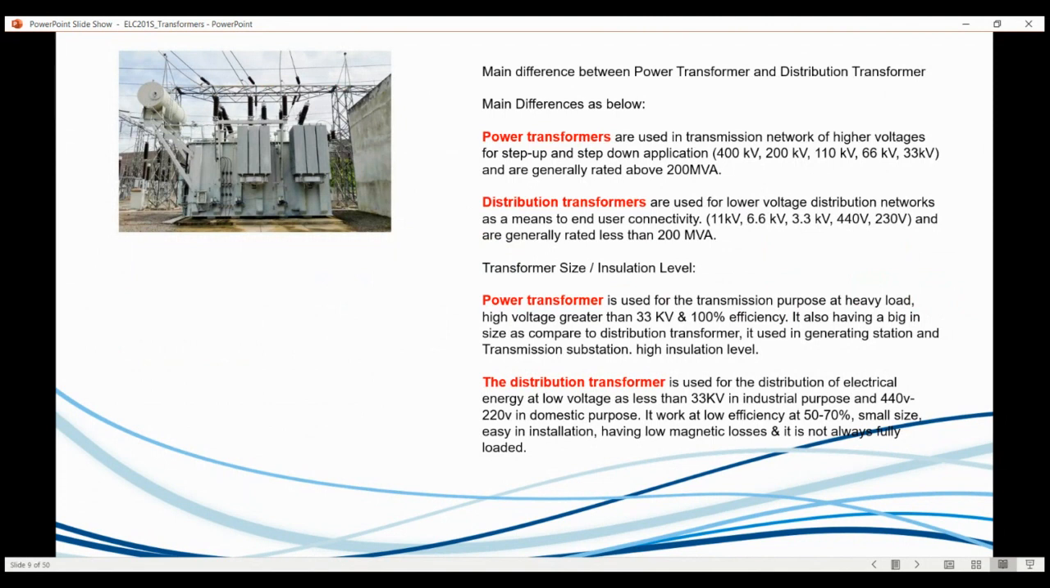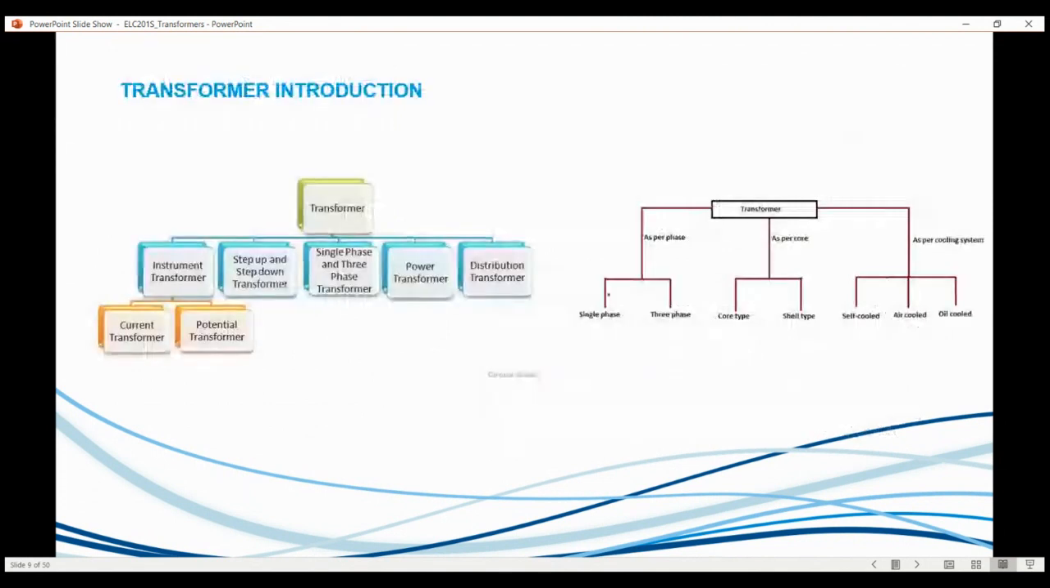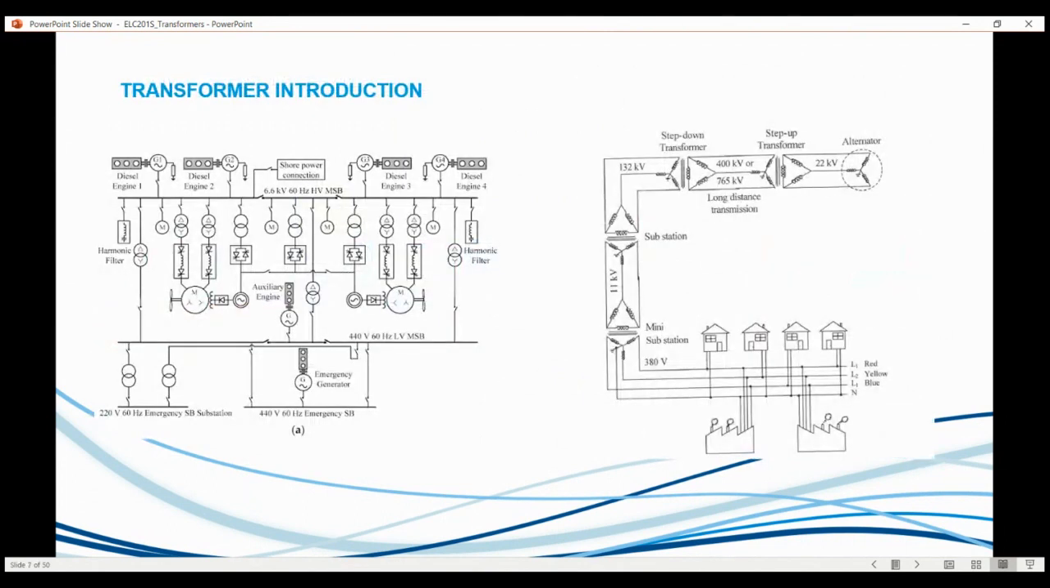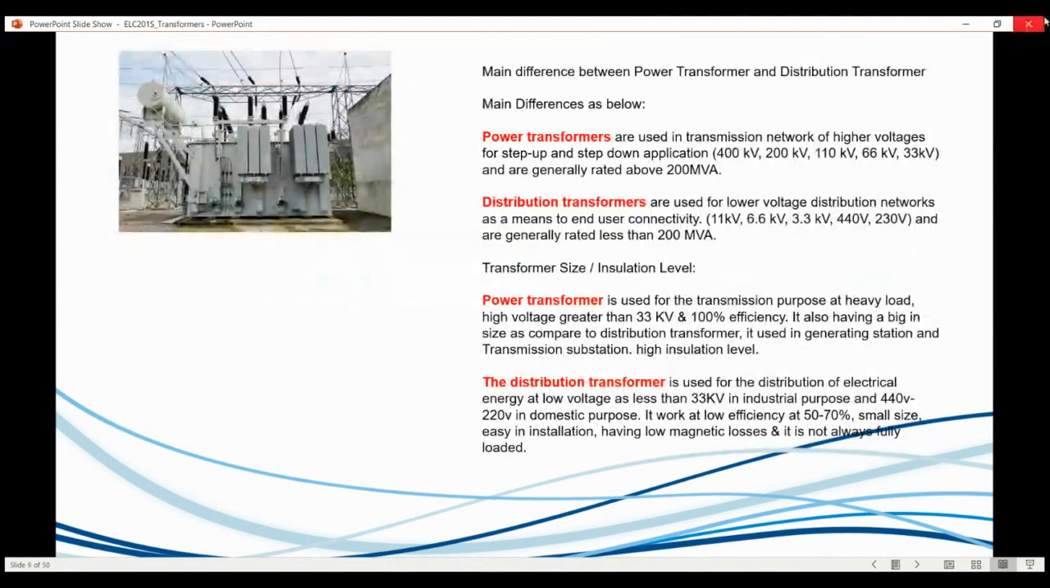Distribution transformers normally at the low voltage are less than 33 kilovolts. So referring to the sketch, you probably have distribution size type transformers on board, because it's not that far to transmit. They move for industrial purposes, which could step it down to 440 to 220 volts. It also works on low efficiency in the smaller size. Anyway, it's essentially the same thing, just typically different in voltage and magnitude.